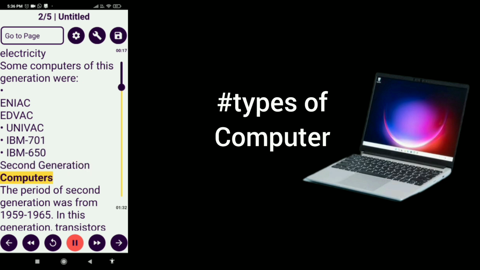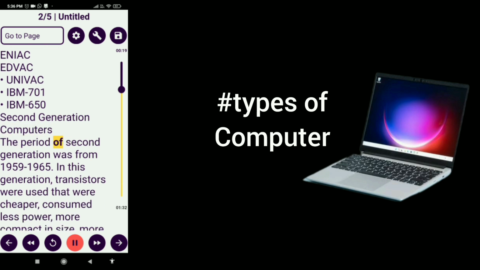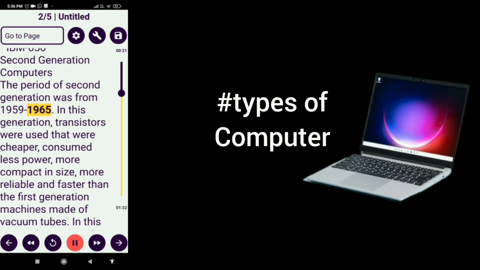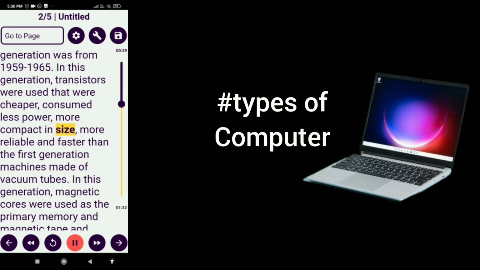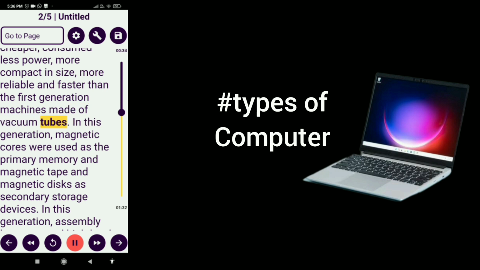Second generation computers. The period of second generation was from 1959–1965. In this generation, transistors were used that were cheaper, consumed less power, more compact in size, more reliable and faster than the first generation machines made of vacuum tubes.